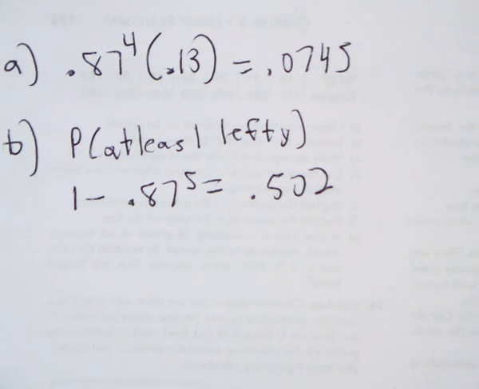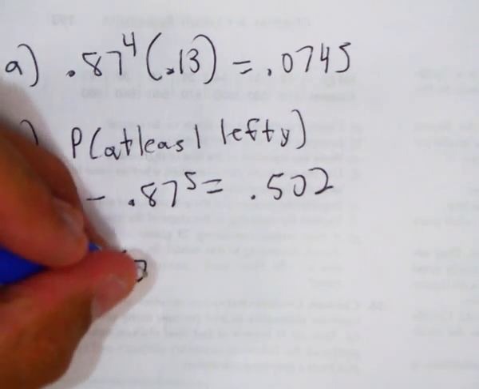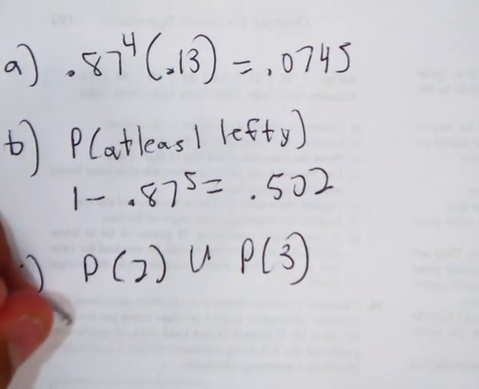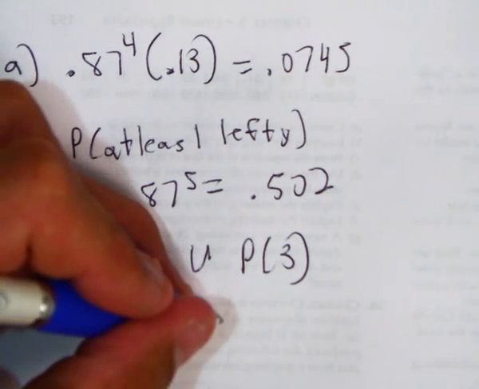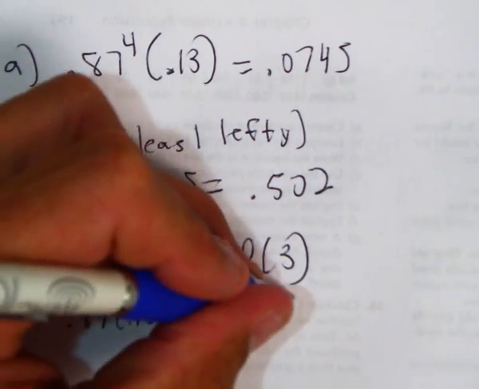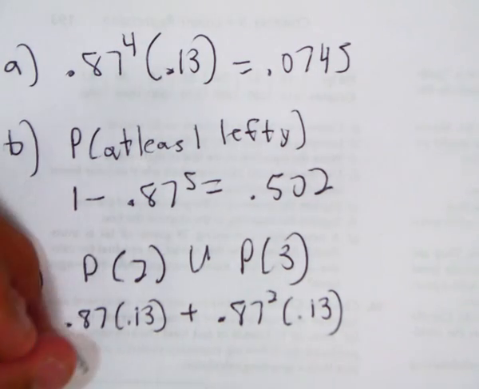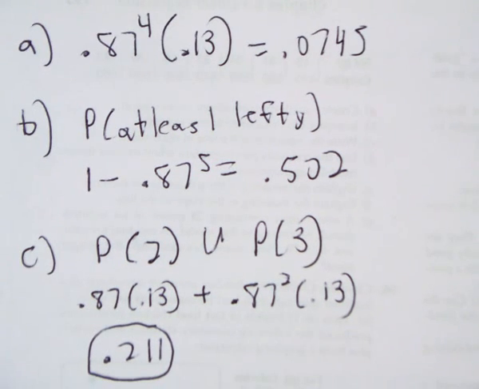Okay? And then the first lefty is the second or third person. So that means we had not a lefty and then a lefty, or we had not 2 lefties and then a lefty. And if you do that out, you'll get 0.211. Second or third, we just add the probability of finding a lefty on the second plus the probability of finding a lefty on the third. Okay?